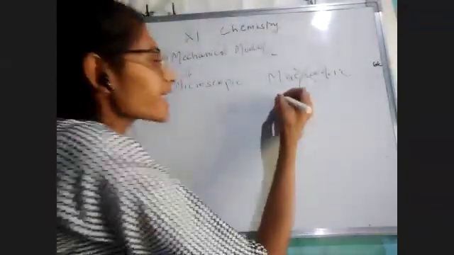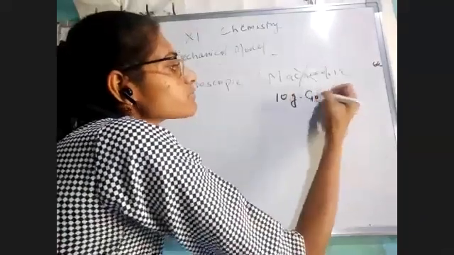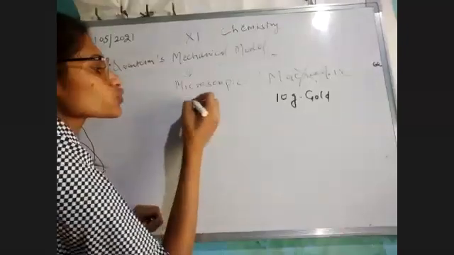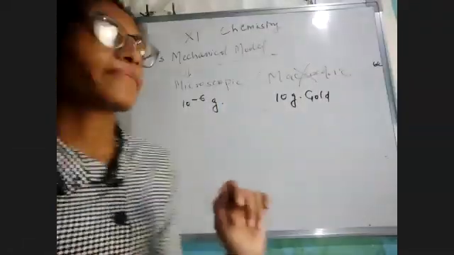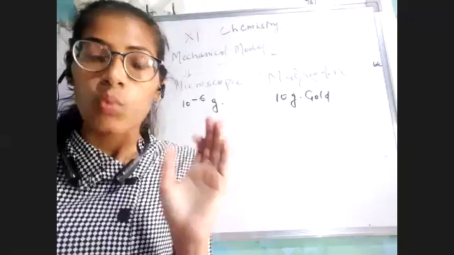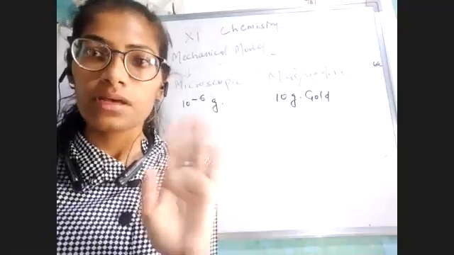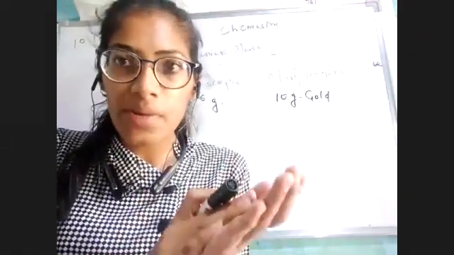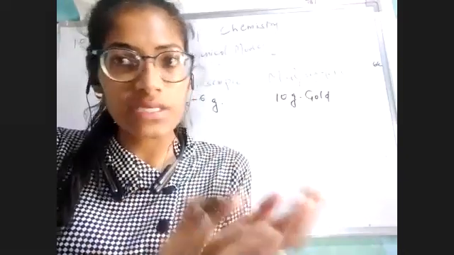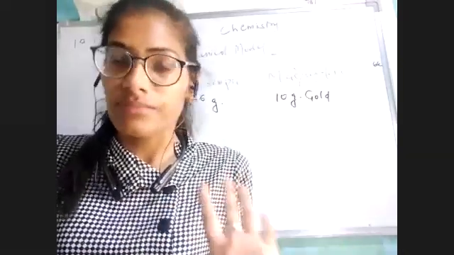Suppose I'm taking 10 gram of gold, and I'm taking 10 raised to power minus 6 gram of gold, that is microgram. Whenever I'm having 10 gram gold in my hand, there is some physical property, there is some observation of this gold in my hand that I'm taking, okay?